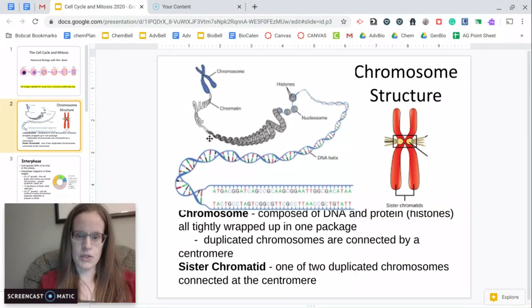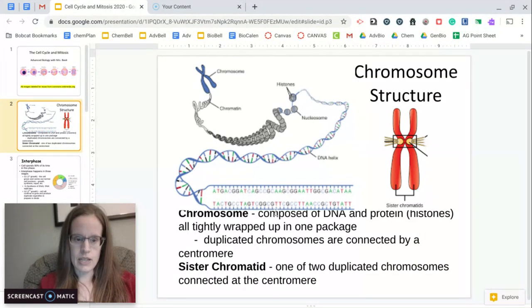So I compared this to you living in your house. Right now, all of your stuff is spread out so that you can find it, you can get to it. But if you're going to move, you would pack up all your stuff into boxes. That's what DNA does when it makes a chromosome. It packs all of its DNA up so that it's ready to move its DNA around.